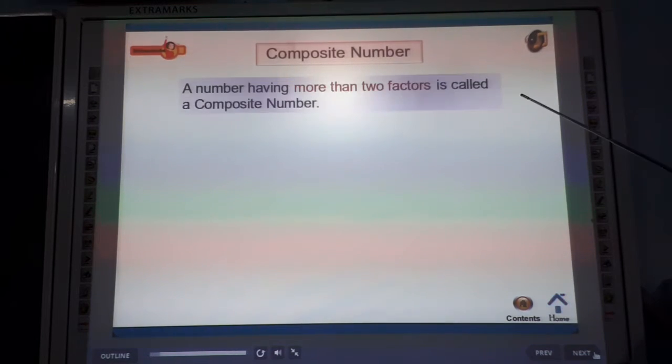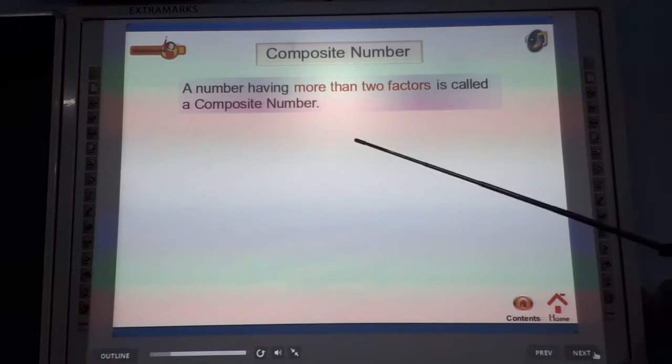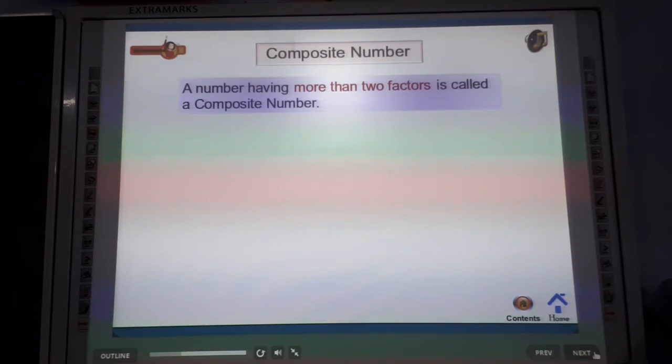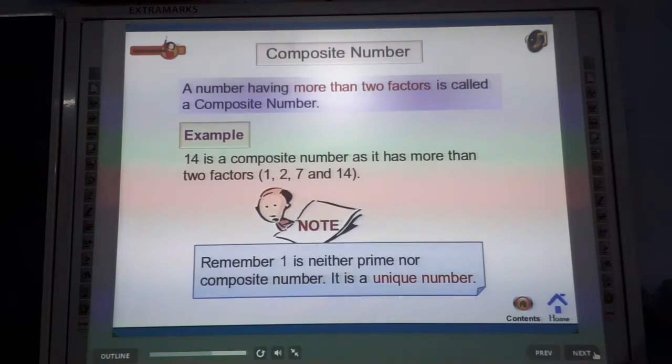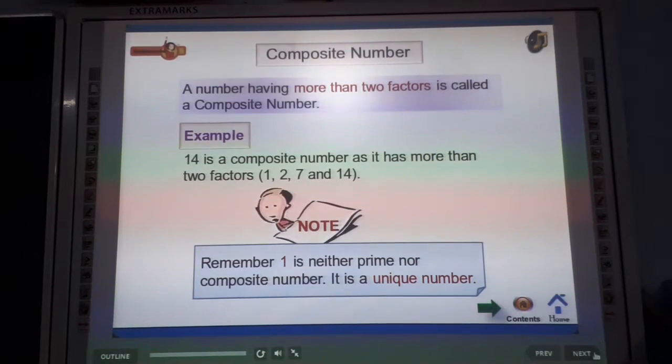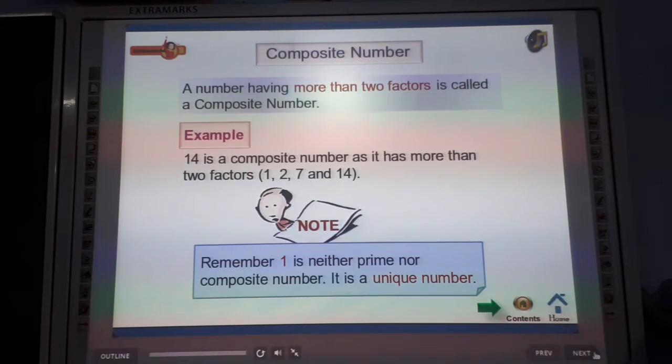Now next, composite number. A number having more than two factors is called a composite number. For example, 14 is a composite number as it has more than two factors: 1, 2, 7, 14. Note, remember, 1 is neither prime nor composite number. It is a unique number.